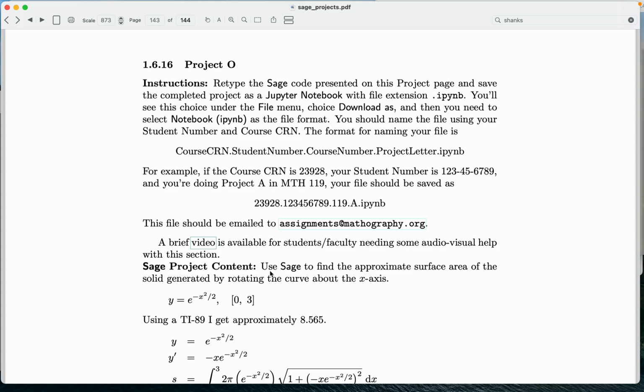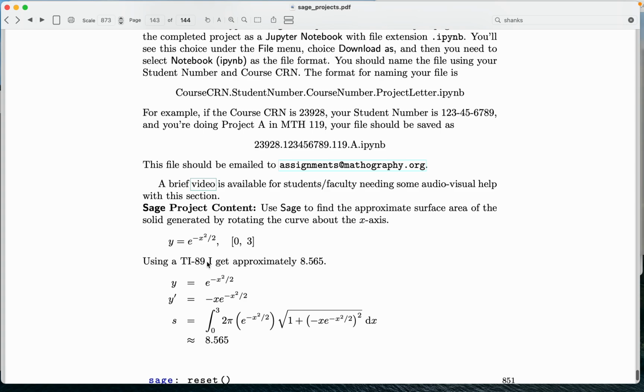So, over here it says use Sage to find the approximate surface area of a solid generated. And this is something you learn in Math 122. And they give you this function over here, y is a function of x, on the interval between 0 and 3.